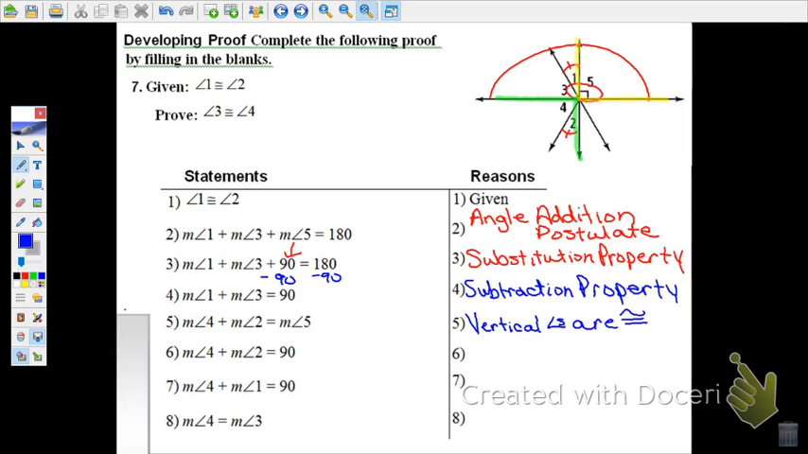Step 6. What are we doing? Substitution. Similar to what we did up above, instead of saying angle 5, we change that to 90, because our picture indicates that's a right angle. So again, we are using our substitution property.